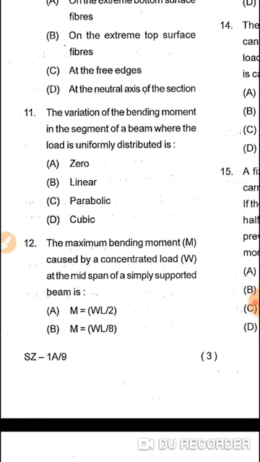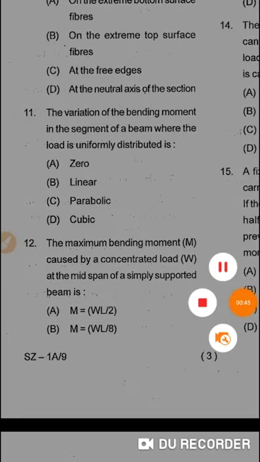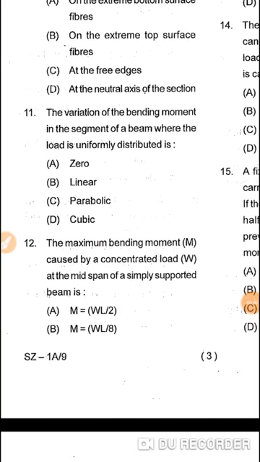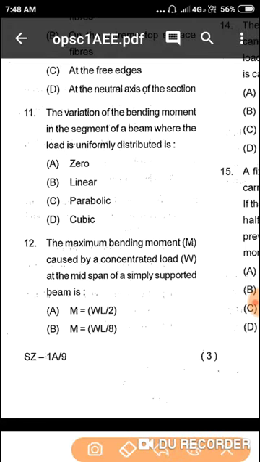Question number 11. The variation of the bending moment in the segment of a beam where the load is uniformly distributed. Option A 0, option B linear, option C parabolic, option D cubic. So the correct option will be option C, that is parabolic.